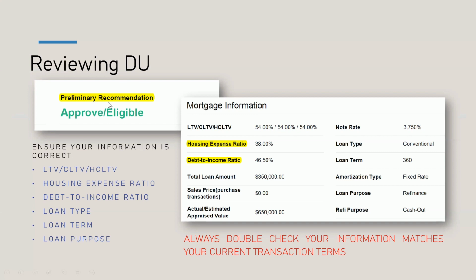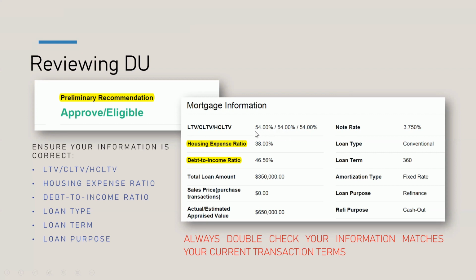A lot of us as LOs, and I'm guilty of it, the first thing I would do is take a look at this and I didn't care about anything else. We would just move on and submit our loan. But of course, we definitely want to be reviewing our DU and LP findings and making sure that things match, because obviously DU and LP will pull from what we input in the 1003.